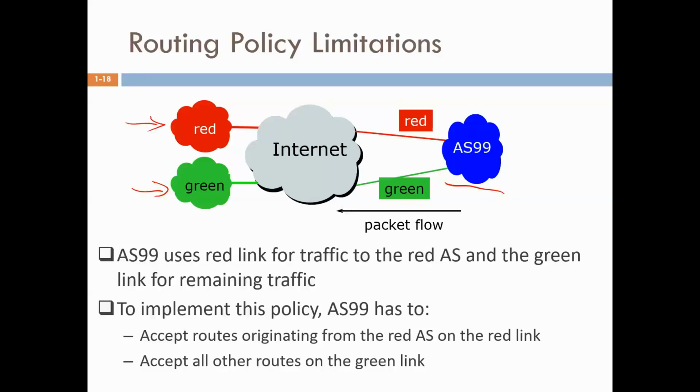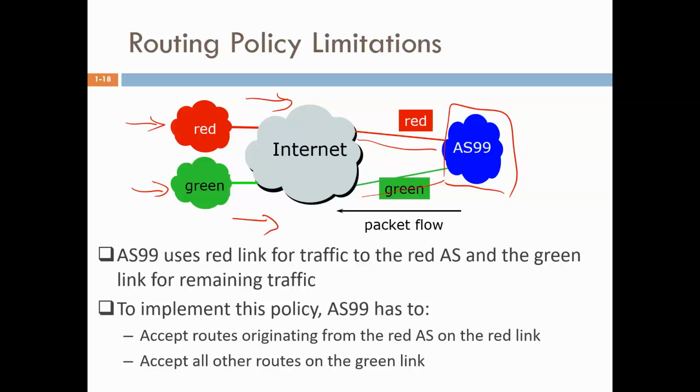This is because in order for AS99 to send data packets to red and green, they must have made announcements before. And these announcements eventually will reach AS99. And so AS99 has the freedom to accept the routes or accept the announcements made by the red ISP on the red link, and has the freedom to accept the announcements made by the green ISP on the green link. Okay? Let's say that this is the desired behavior.